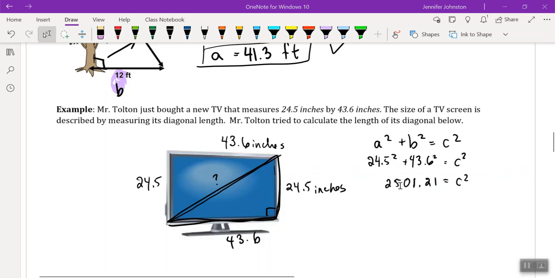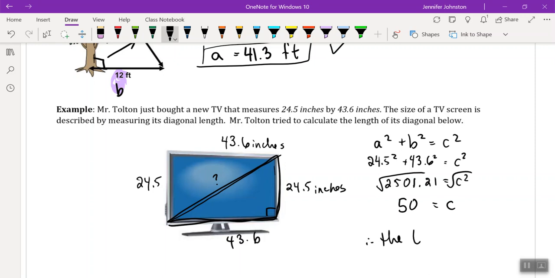So we get 2,501.21 for c squared. And then we have to take the square root of both sides. And that gives us 50. So therefore, the length of the TV, or the diagonal length, is 50 inches.